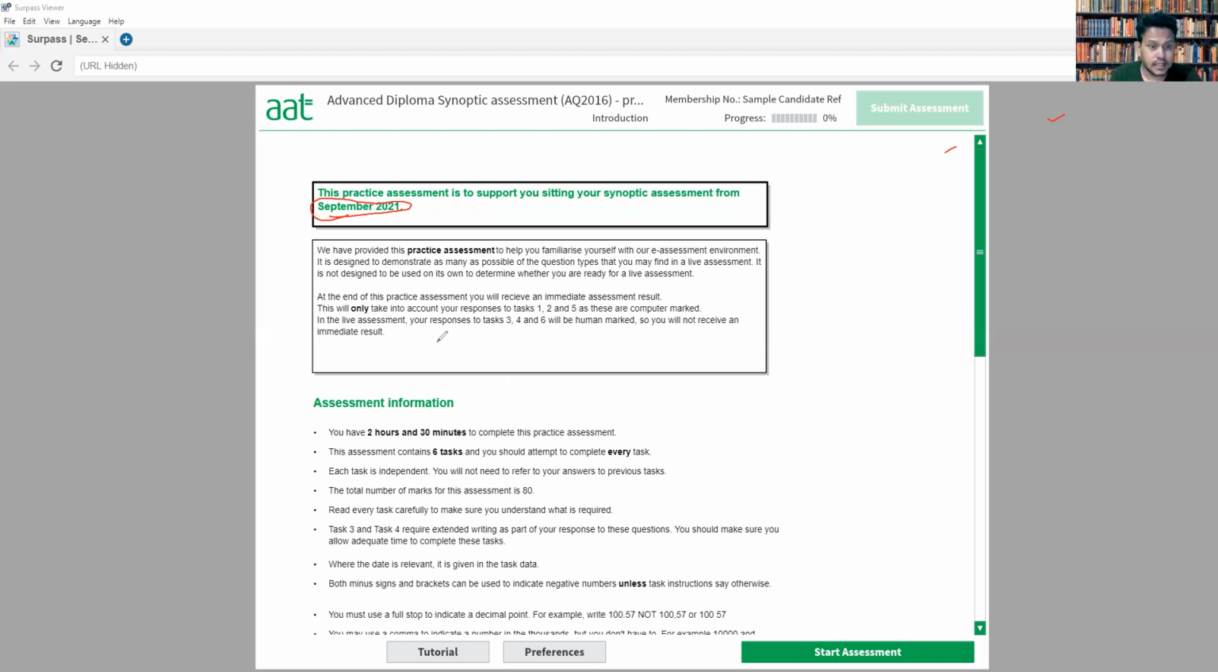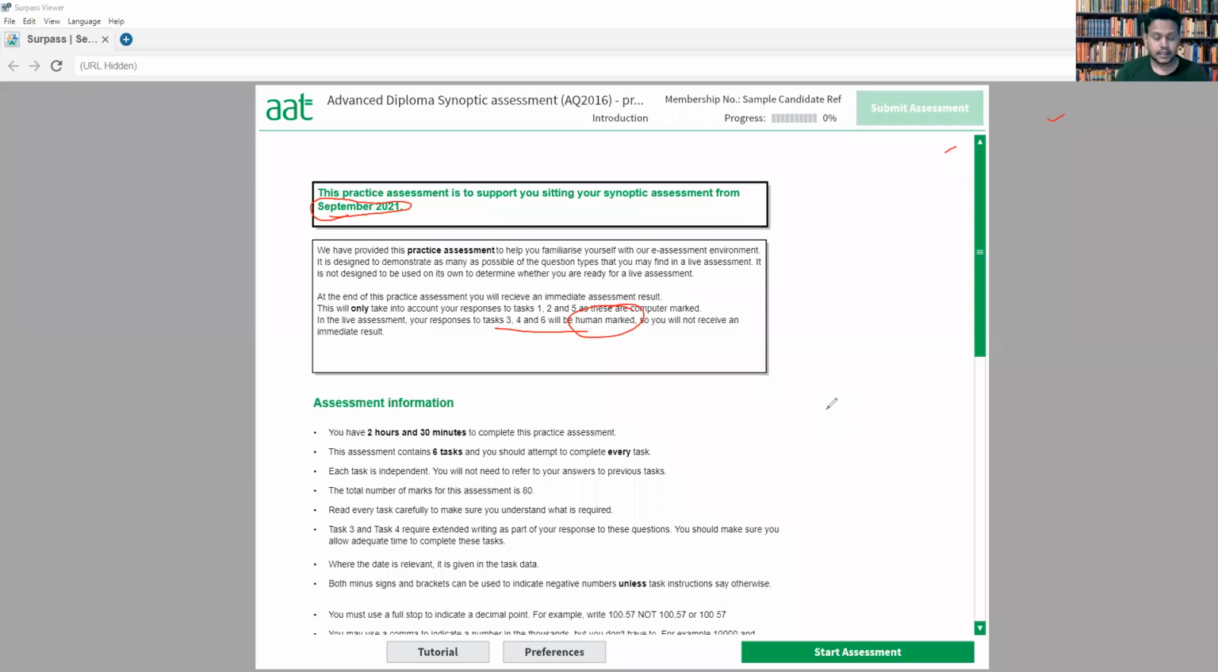So let's have a look at what else we have. They are saying here that at the end of this practice assessment, you will receive an immediate assessment result. This will only take into account your response to task 1, 2, and 5, because these questions will be marked by the computer. On the other hand, a few questions that are written will be marked by a human. So you're not going to see this result immediately because it's just a practice assessment.